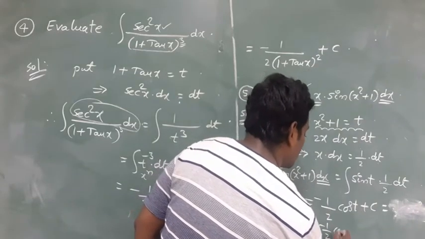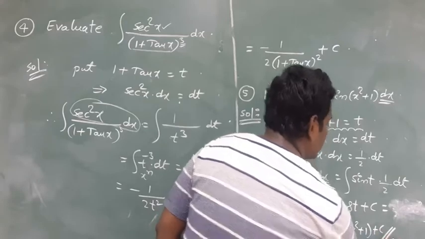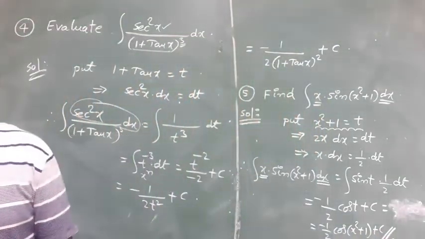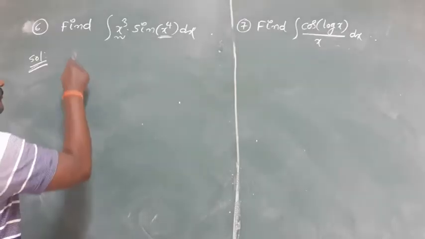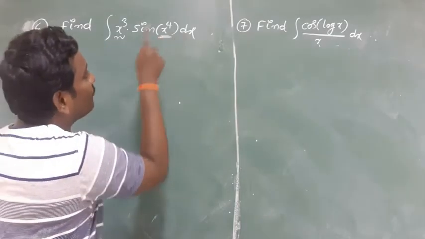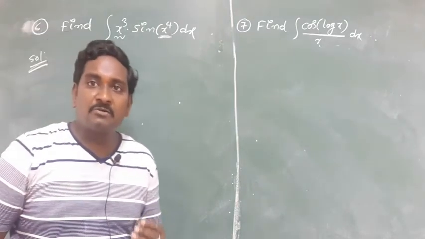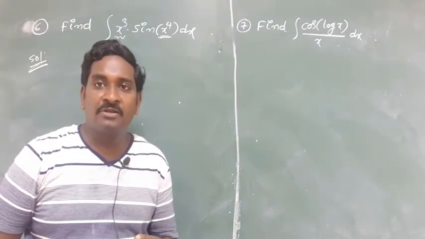Minus half into cos of x square plus 1 plus c. This is the given problem. Find integral x cube sine of x power 4 dx. Please observe the structure of the given problem carefully.